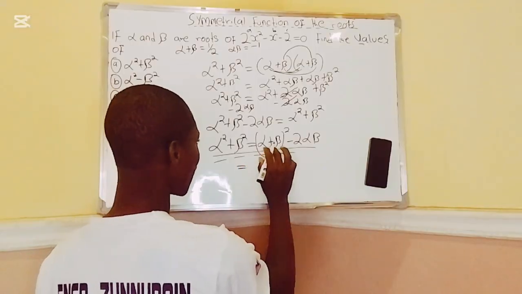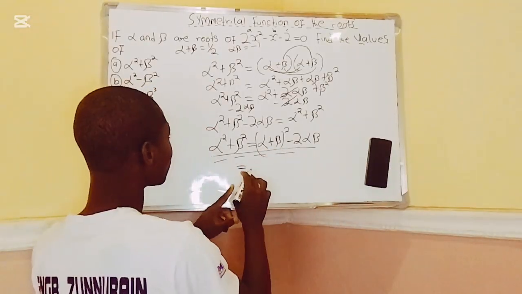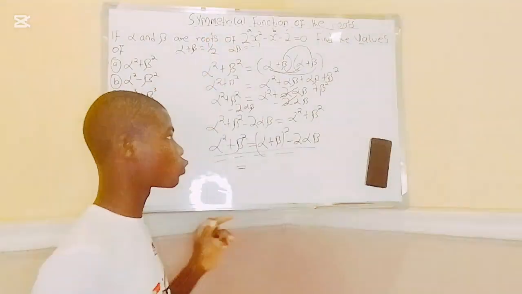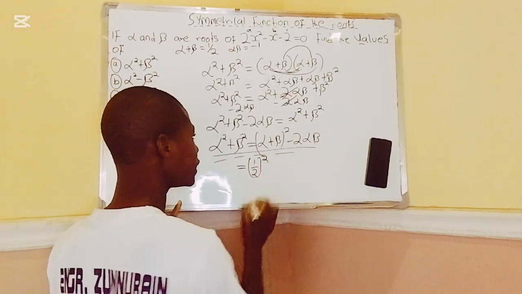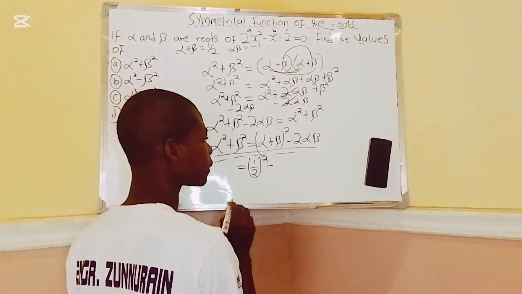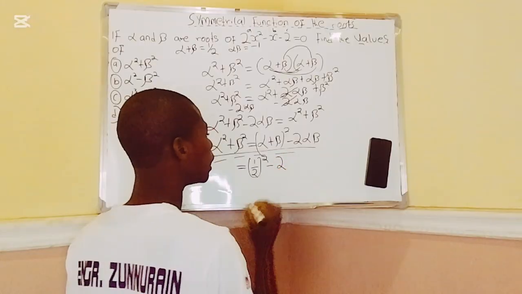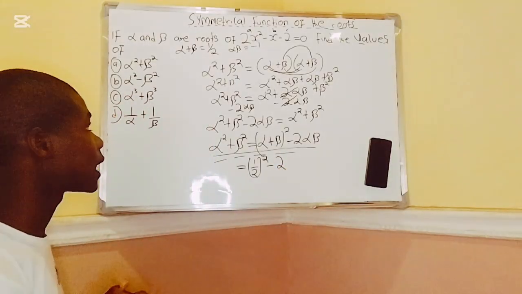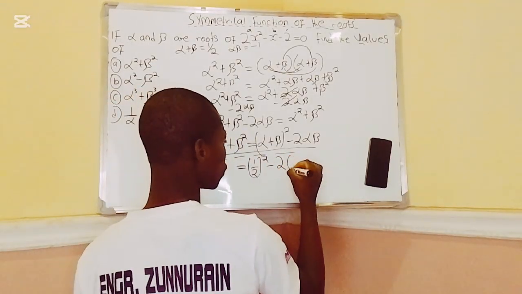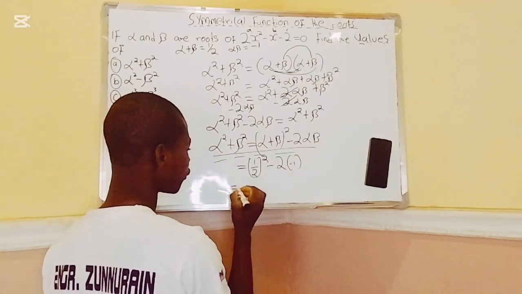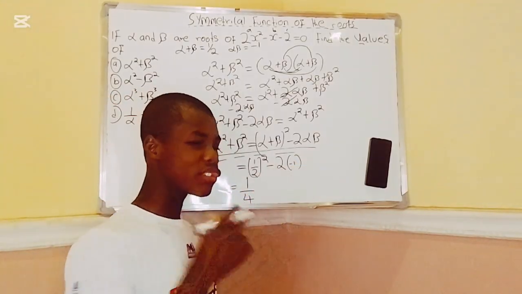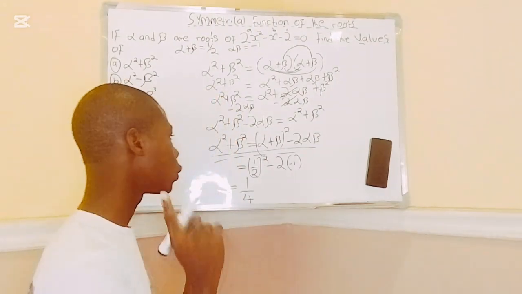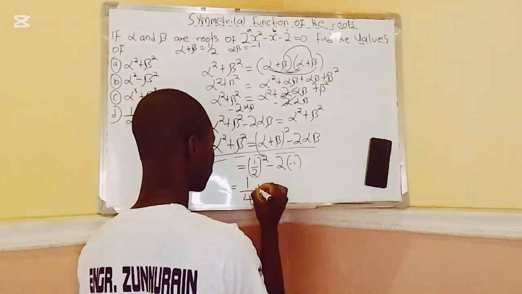This will be equal to alpha plus beta. The value of alpha plus beta is 1 over 2 and whole square. So therefore, 1 over 2 whole squared minus 2 multiplied by alpha beta. The value of alpha beta is negative 1. So therefore, it will be equal to 1 over 4 minus 2 multiplied by minus 1, which will give you positive 2. So therefore, plus 2.